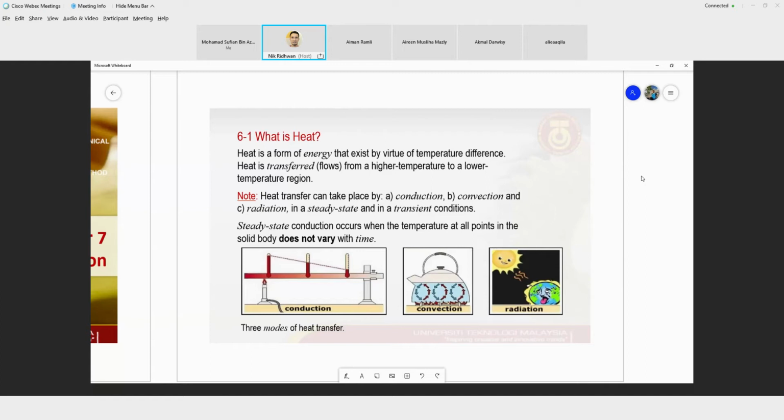So what is heat? As your revision, heat is a form of energy. There is energy contained in the heat by virtue of temperature difference. That means if we are living in a space where we have a temperature difference, there will be energy contained in that region.